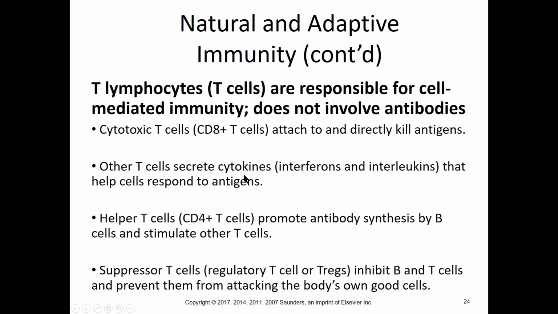Other T cells secrete cytokines. What are cytokines? They're interferons and interleukins that help cells respond to antigens. So it's like a magnet or receptors. You know, when you spray pepper on food and it tastes good, that's what those cytokines do. The helper T cells, CD4 plus T cells, promote antibody synthesis by B cells and stimulate other T cells. Suppressor T cells, or regulatory T cells (Tregs), inhibit the B and T cells and prevent them from attacking the body's own good cells.